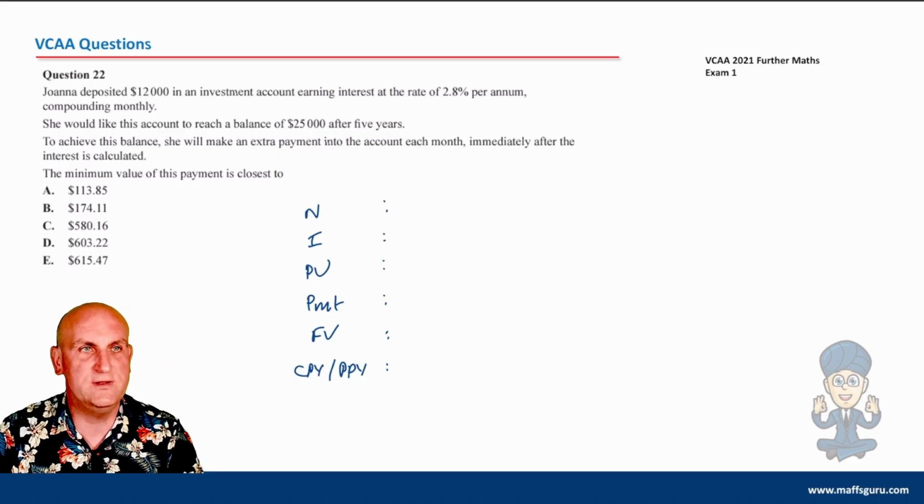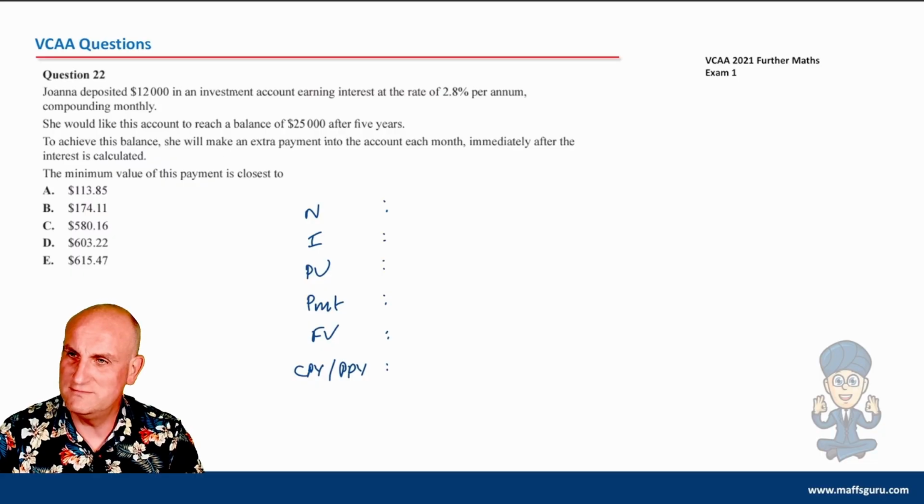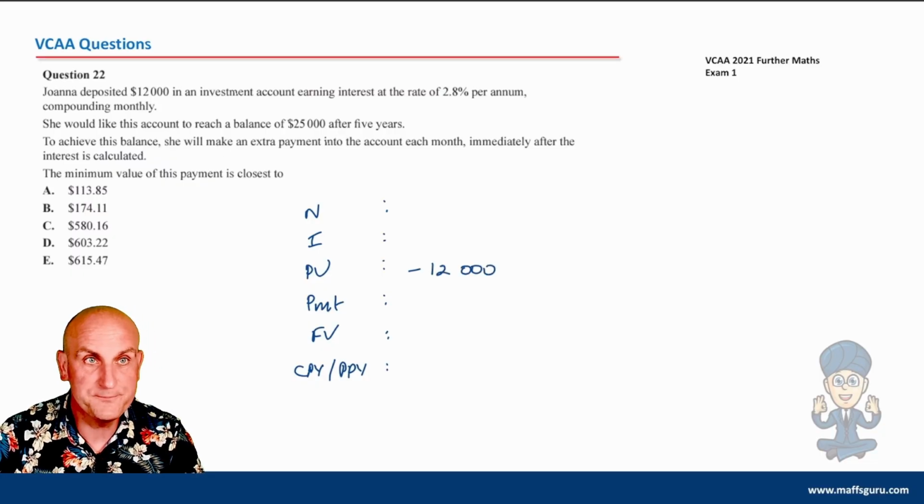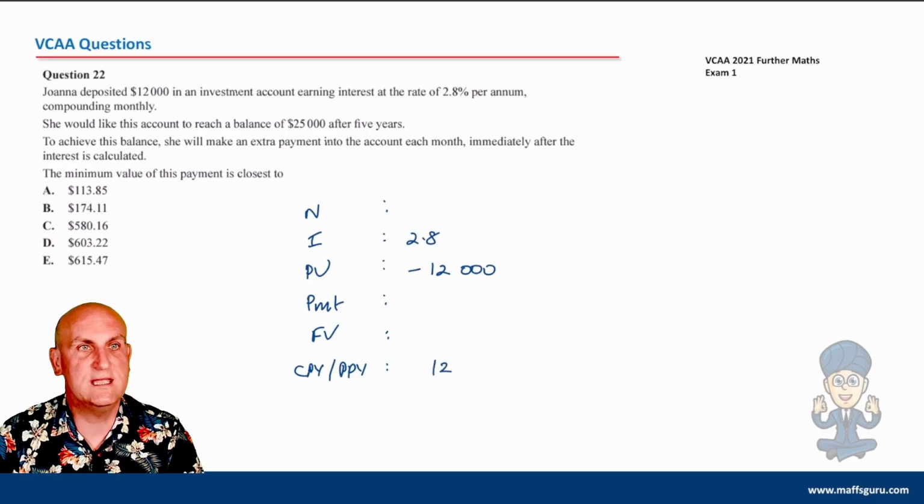So Joanna deposited 12,000. Joanna's lost money, so the principal value is minus 12,000. Interest rate of 2.8%, 2.8. Compounding monthly, so that's going to be 12. She would like this account to reach a balance of $25,000. Now, hold on a moment. That's a future value. That's how much she wants in there. So it's a future value.